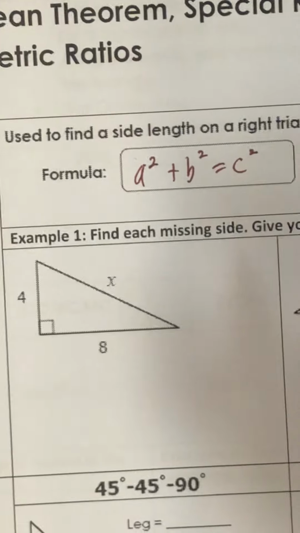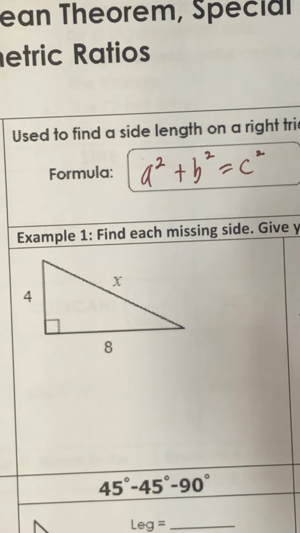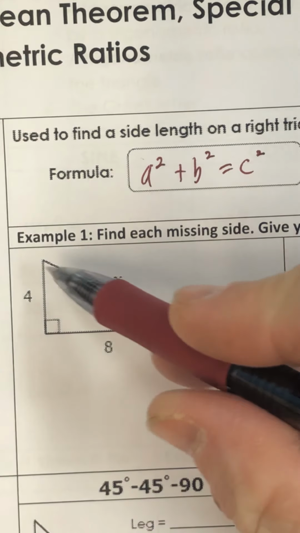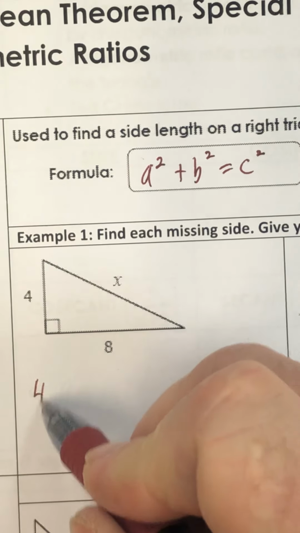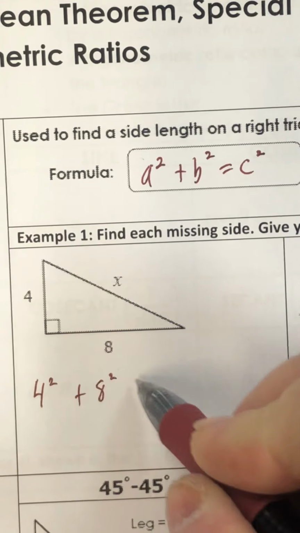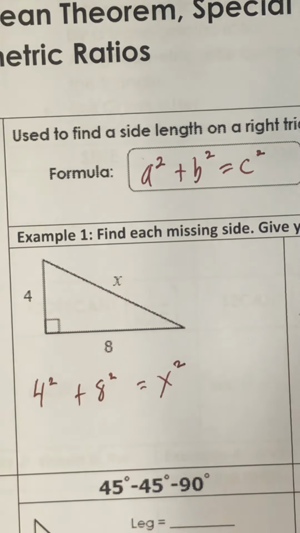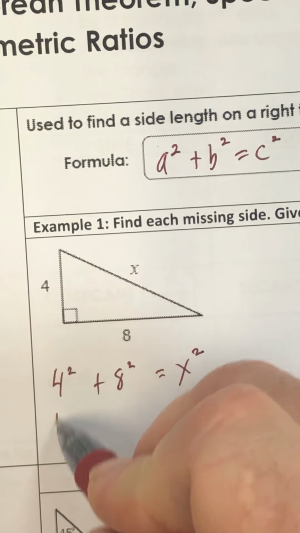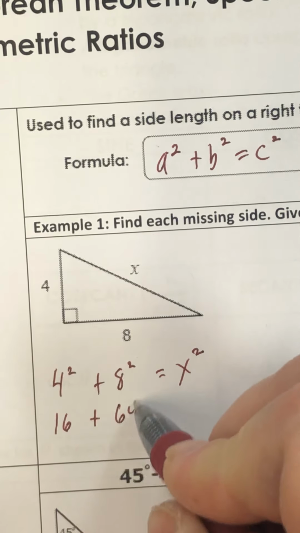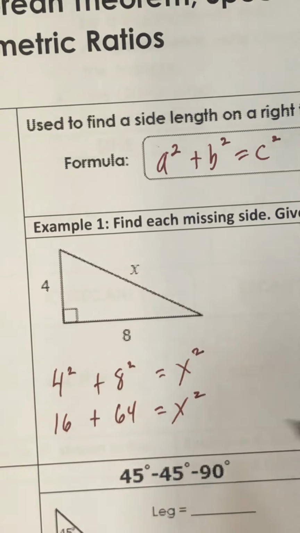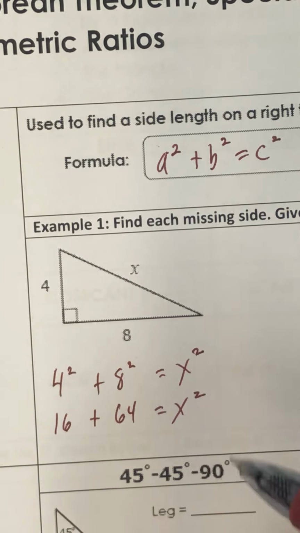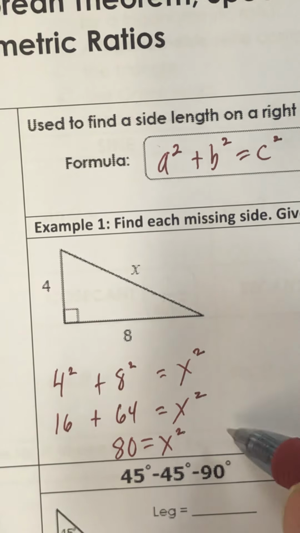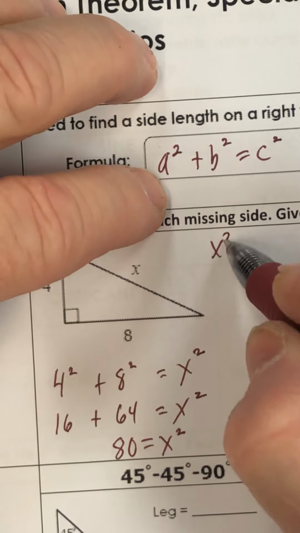So if we go to this example right here, this is a leg, this is a leg, that's the hypotenuse. So we would say 4 squared plus 8 squared equals x squared. That's how we would solve. Then we just plug it in. 4 squared is 16, and 8 squared is 64. 64 plus 16 would be 80. So we have 80 equals x squared, or you could write it as x squared equals 80.